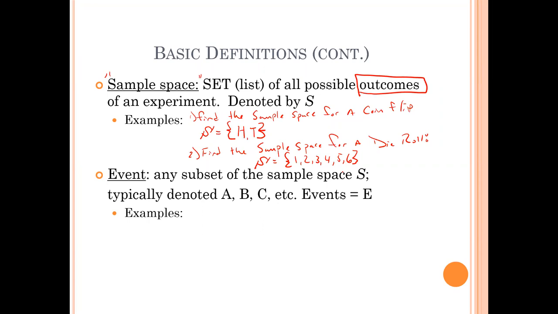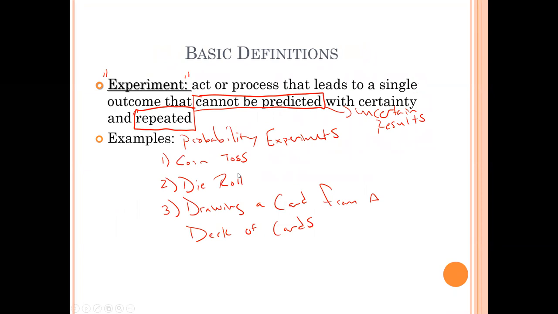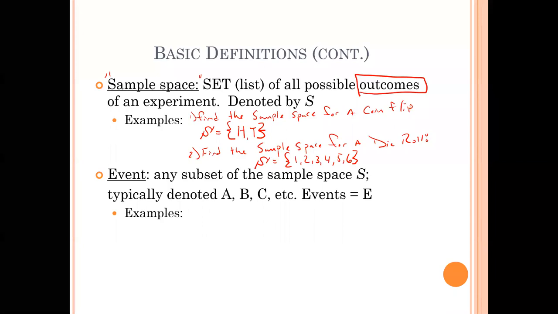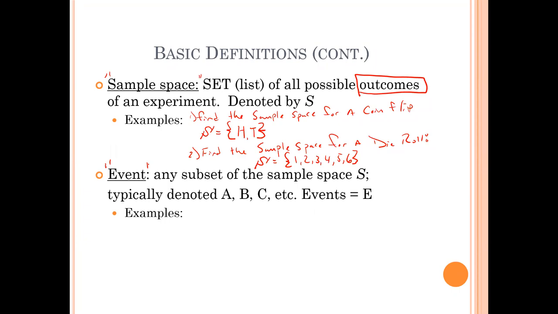We're going to perform some type of experiment, like tossing a coin, rolling a die, or drawing a card from a deck. The first thing we're going to look at is the sample space: the list of all the possible things that could happen. Then we're going to be interested in a specific event occurring. An event is any subset of the sample space.